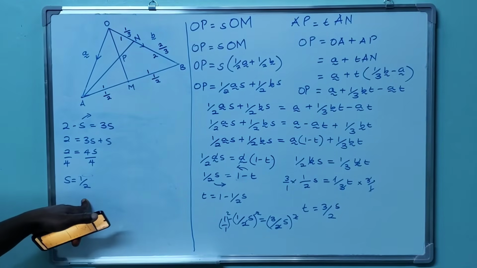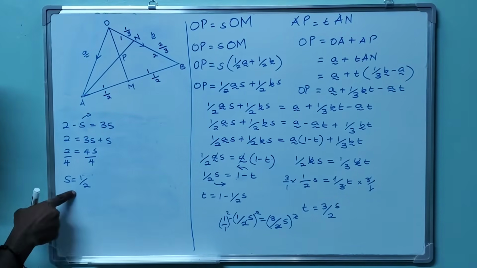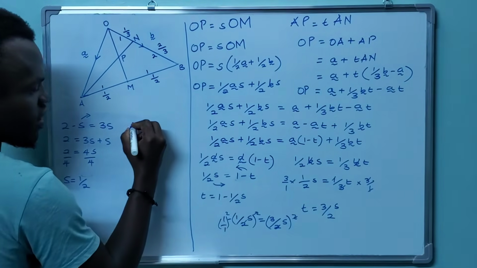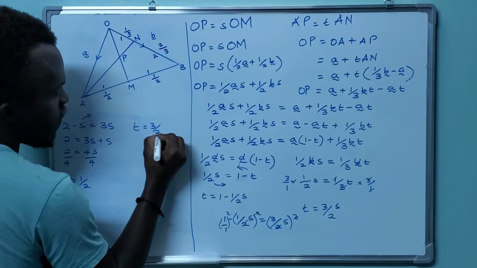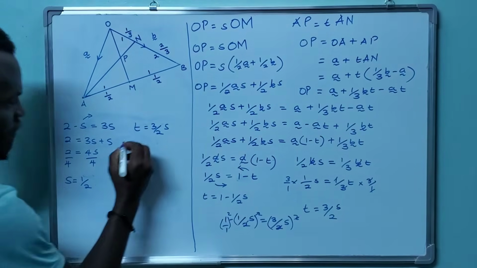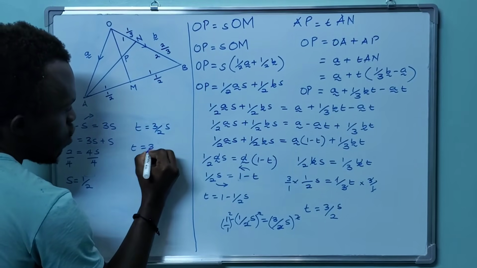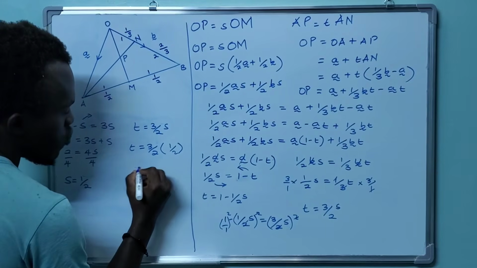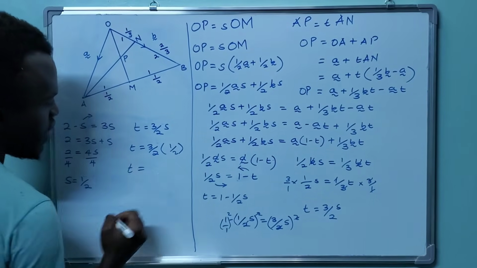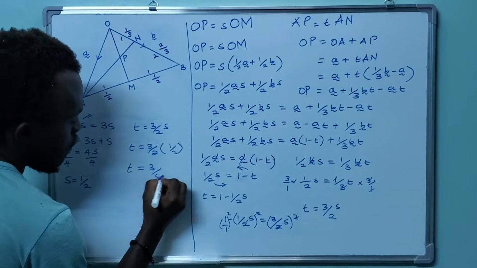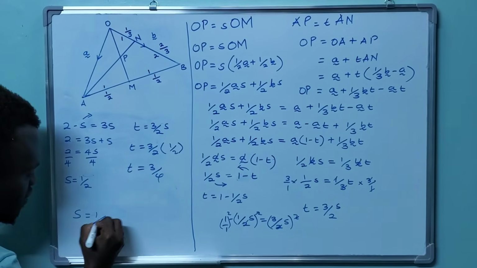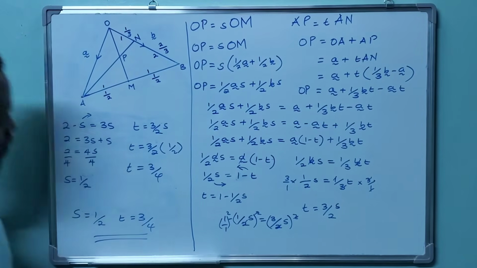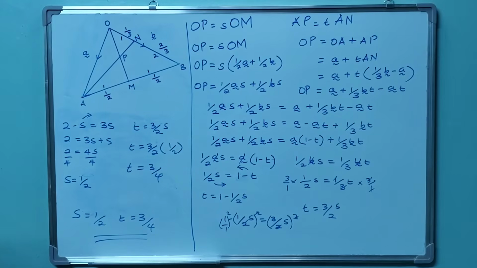Having gotten the value of s, which means I can get the value of t, I'll take the value of s and substitute it into any of these two equations. Let me substitute it into the second equation. So the second equation tells me that t equals 3 over 2 s, and I know the value of s is a half. So I'll come here, say t equals 3 over 2 into s. My s is a half, which means what am I going to have as the value of t? So the value of t is going to be 3 over 4. So I'm having s as a half and t as 3 over 4. And those are the values of what? Those are the values of s and t.